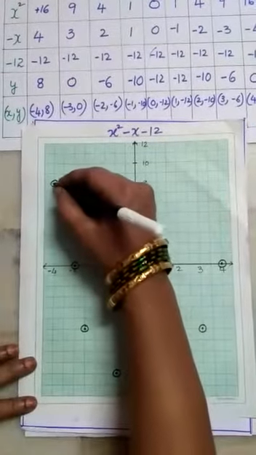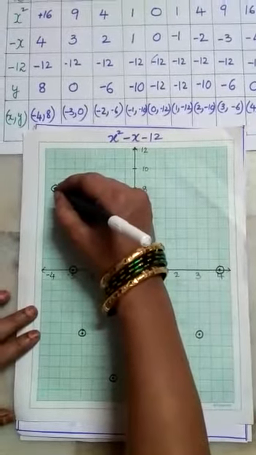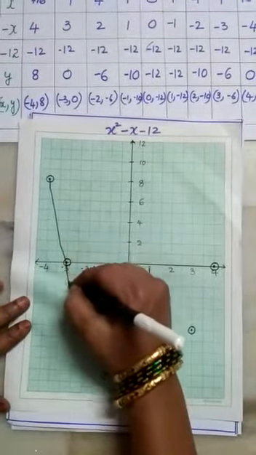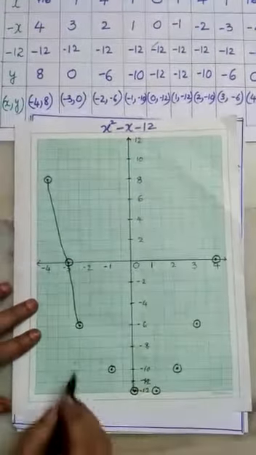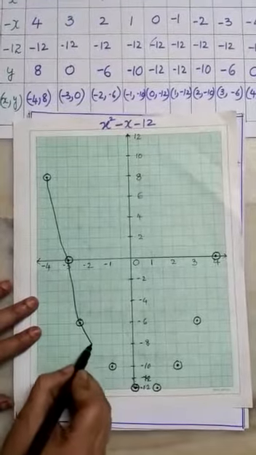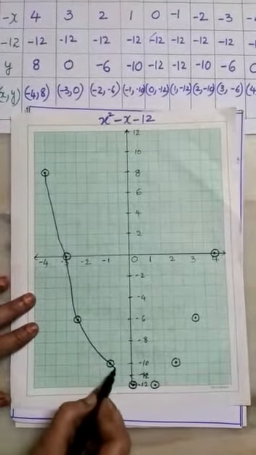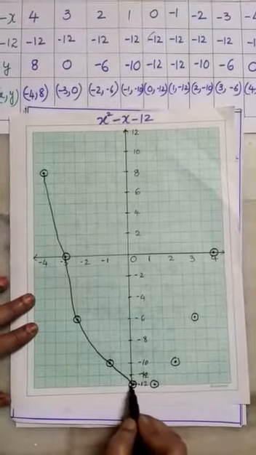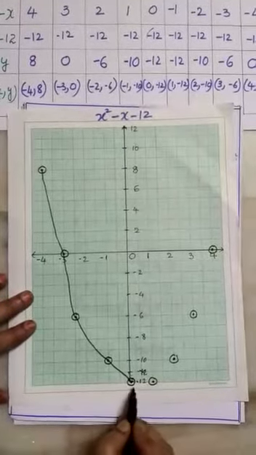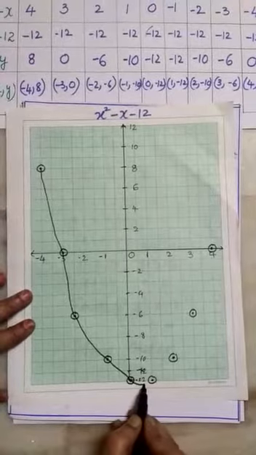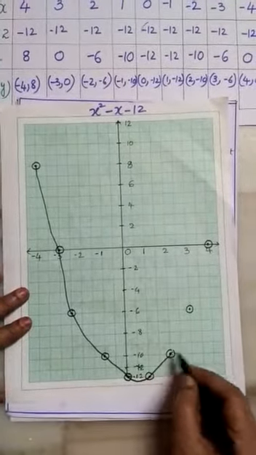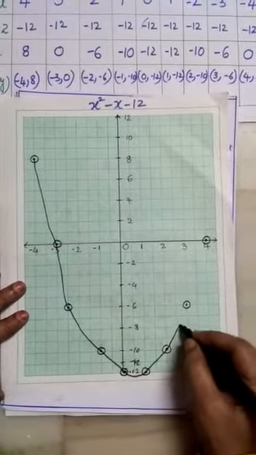Now, all these points you join carefully by using freehand. You should not use a scale. Use freehand and simply join all these points. Observe how I'm joining it. Both at minus 12 only, 0, minus 12, 1, minus 12. So put it a little down so that you get exactly a U shape. Now, join all these points in this way.